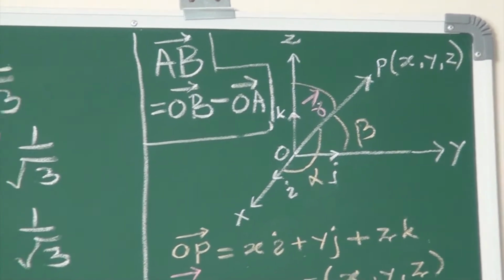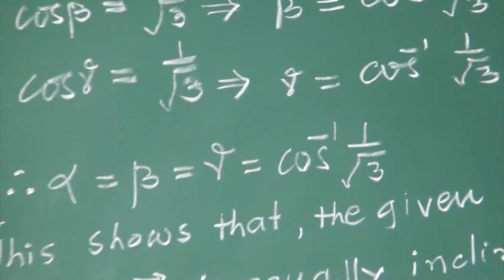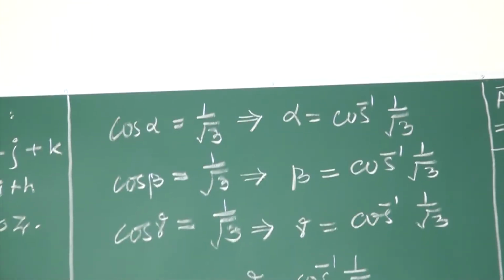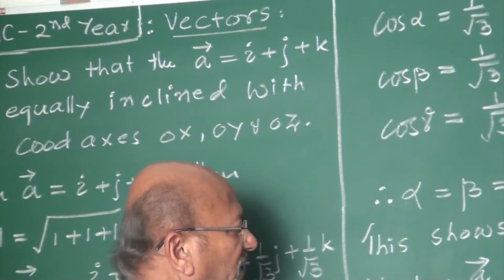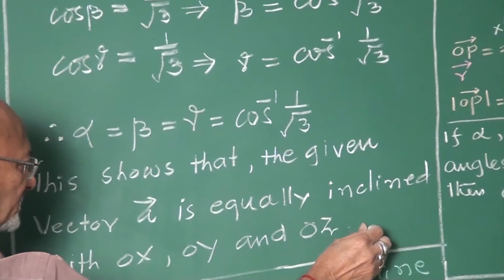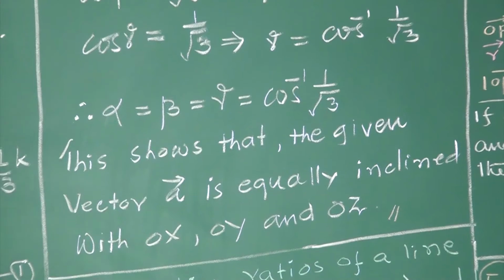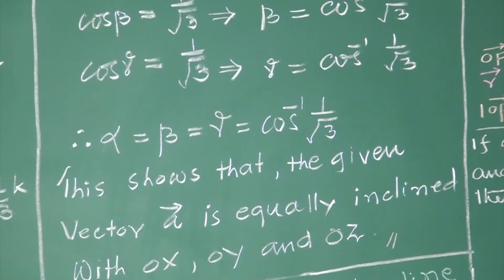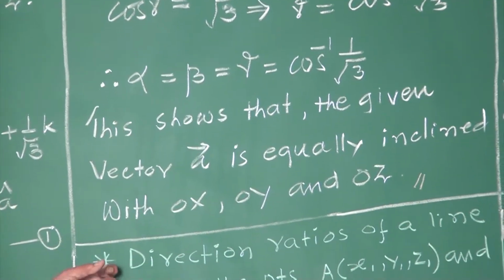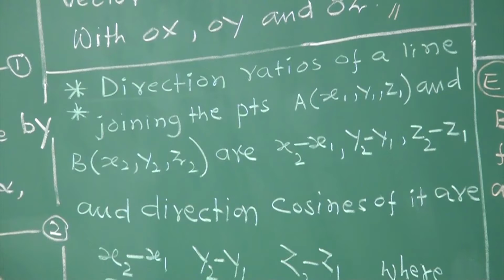The same is written here. This shows that the given vector A is equally inclined with axis OX, OY and OZ. This is your example, my friends. Next is another definition or result, you can say.